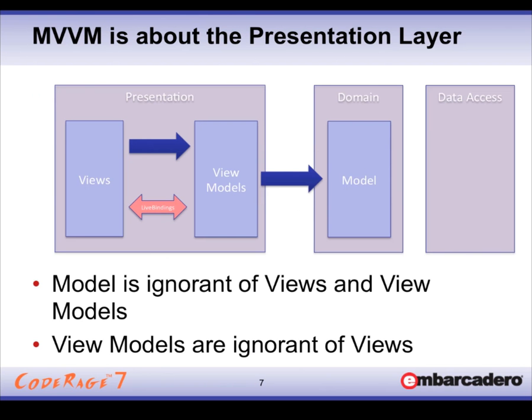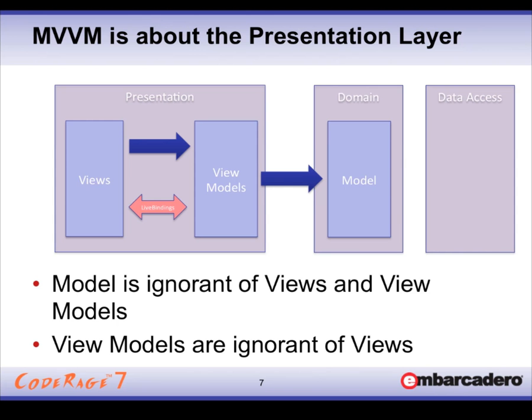The core thing about MVVM is that it focuses on the presentation layer. MVVM has nothing to say about the data access layer, and it has very little to say about your domain layer. Even though model appears in the name, it's got very little to say about how you should build your model. It very much focuses on the presentation layer. The blue arrows here indicate who knows about what, of dependencies, if you want to say. So your model knows about nothing except your model.